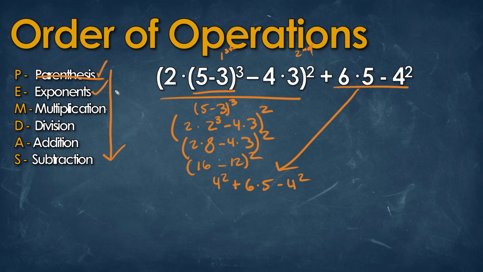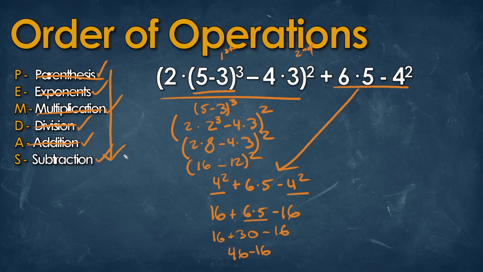Next, we're moving on to exponents. And it looks like we've got two sets. We have 4 squared and 4 squared. We know that's 16, plus 6 times 5 minus 16. So now we're done with exponents. We'll move on to multiplication. We have 6 times 5, which we know will be 30. And next we'll take a look at division. So we don't have division. We're done with both of those. And then we'll move on to addition. So it looks like we have 46 here minus 16. So that means we just have our final subtraction. That's going to give us an answer of 30.